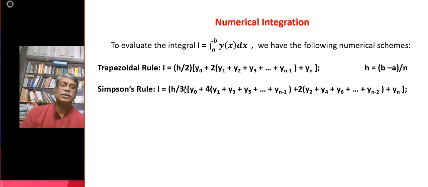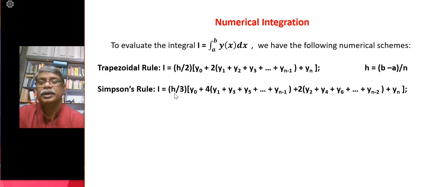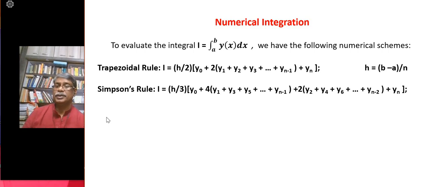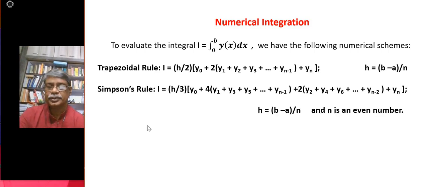Now Simpson's rule is slightly different, but looks almost the same. Here it is multiplied not by h by 2 but h by 3. Here also you need to evaluate y0 and yn, but what makes it different is that the y with odd suffixes 1, 3, and so on are taken together as a sum multiplied by 4, and the even suffixes are taken together as a sum multiplied by 2. The final result would give you I by Simpson's rule. So this is numerical integration, and h in both cases is (b minus a) by n.